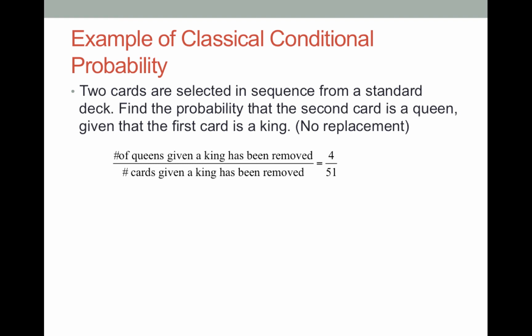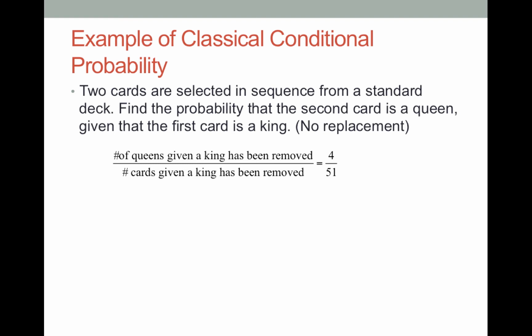All right, let's think about the denominator. Total number of cards given you have a king in your hand. Well, if you have a king in your hand, 1 card's been removed, so now there are only 51 cards in the deck. And that's how we get our probability of 4 over 51.